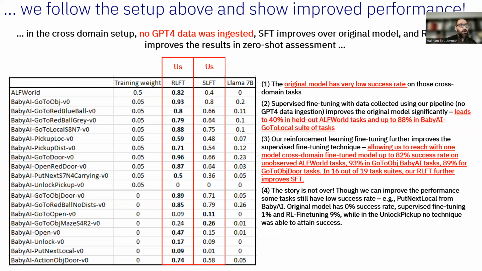And now, is the story over? Well, not really, because there are still some tasks which we couldn't solve. Here you can see that the original model has a 0% success rate, but SFT, supervised fine-tuning, or RLFT weren't able to improve it. So there's still some work to do. However, we can see that based on this structured reasoning with intrinsic functions, we can improve significantly on many different tasks over the performance of the base model, which was Llama 7 billion in this example.